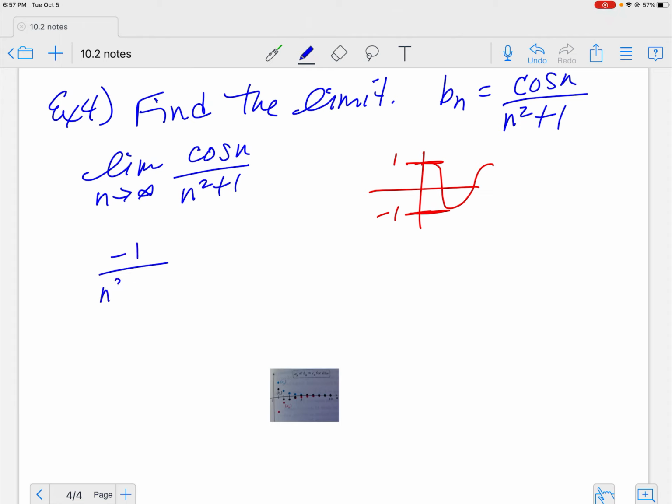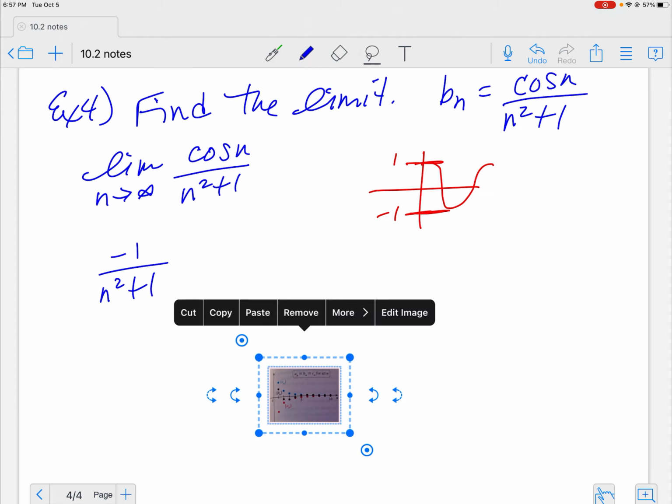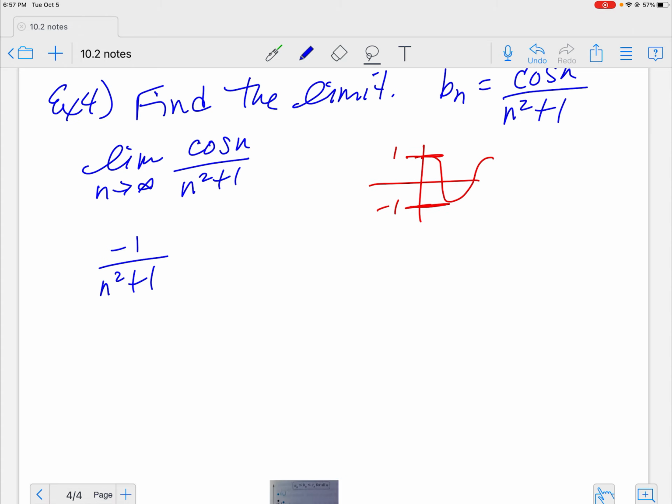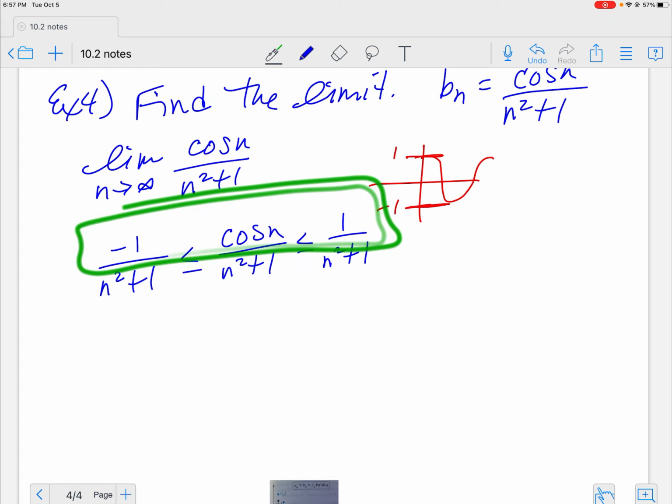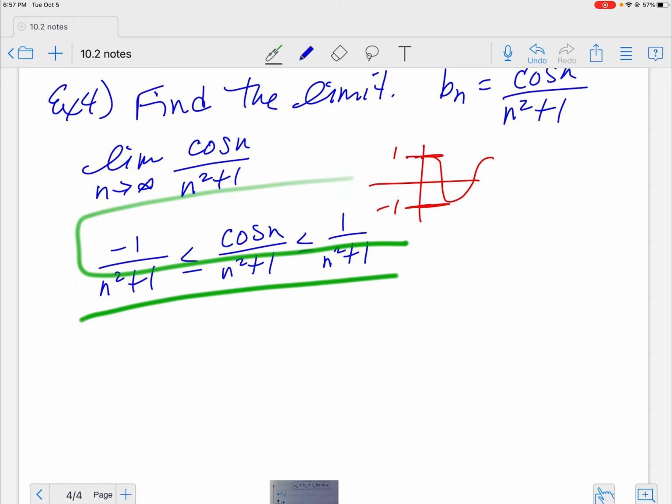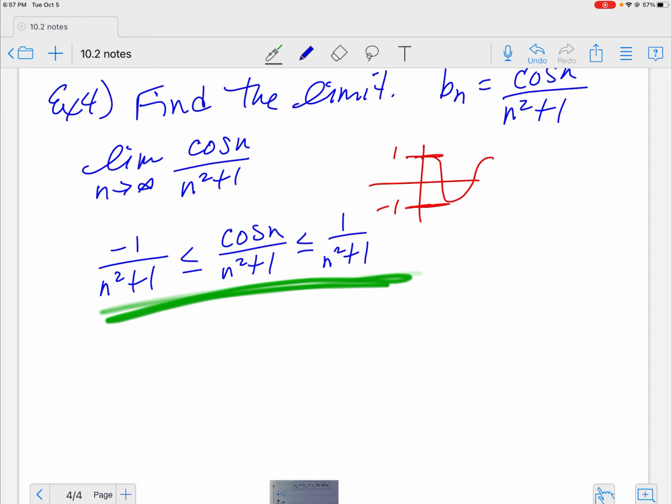So negative 1 over n squared plus 1 is less than or equal to cosine of n over n squared plus 1, which is less than or equal to 1 over n squared plus 1. As long as you have that same denominator, you're good. We know cosine bounces back and forth between negative 1 and 1, but if I have that same denominator, then I'm making the same comparison. That's the key.